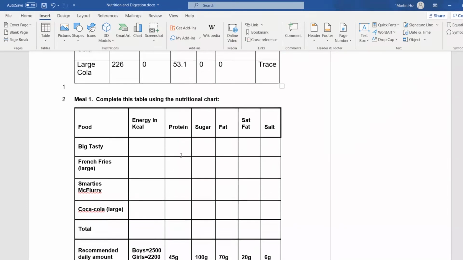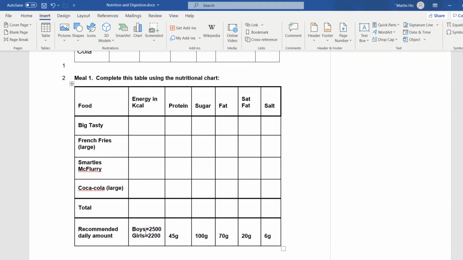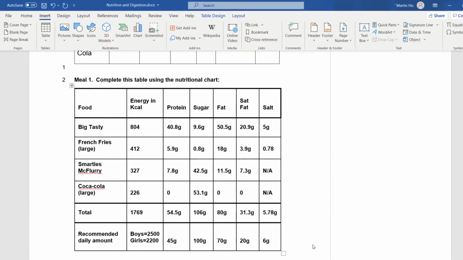We're going to complete this table using the nutritional chart above, and we're going to compare it with the recommended daily amount for our boys, girls, as well as in protein, sugar, fat, saturated fat, and salts. So please take a moment to complete this table. Alright, now that you're finished, let's take a look at the filled-in table and compare it to the recommended daily amounts provided by the NHS.